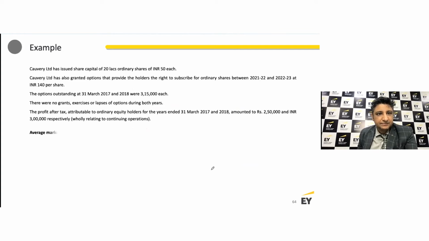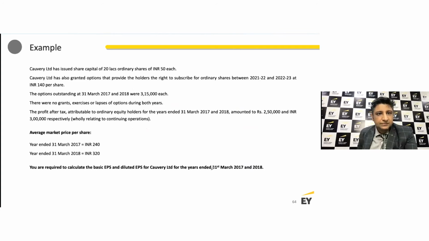It says that Kaveri Limited had issued share capital of 20 lakh ordinary shares of rupees 50 each. It also granted options that provide the holders the right to subscribe for ordinary shares between 2021 and 2022-23 at 140 rupees per share. The options outstanding at the end of the years 31st of March 17 and 18 were 3,15,000 in each of these years. There were no grants, exercises, or lapses of options during both the years.